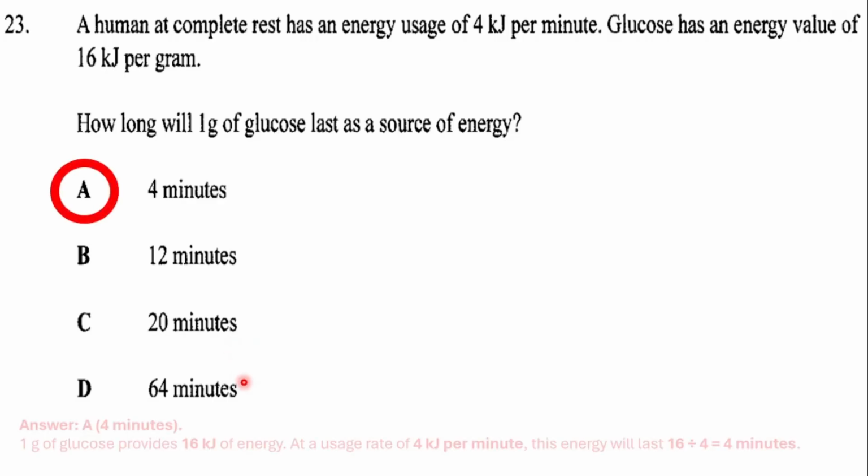The correct answer is definitely going to be 4 minutes, because 1 gram of glucose provides 16 kilojoules of energy. At a usage rate of 4 kilojoules per minute, this energy will last 16 divided by 4, which is 4 minutes. So here the key is that we have to divide. We divide 16 by 4 and we get 4 minutes. So the correct answer is definitely going to be A.